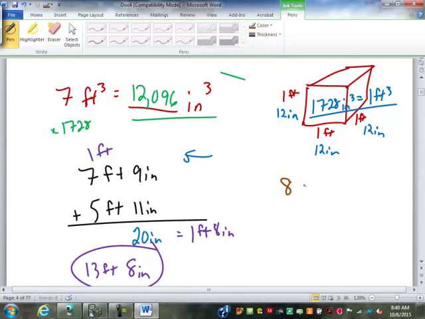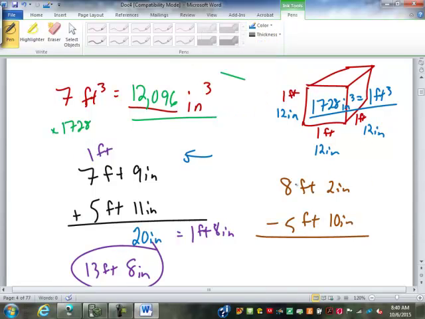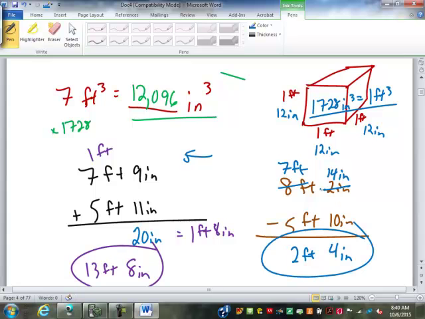Or we could have 8 feet 2 inches minus 5 feet 10 inches. So we go to subtract. Again, 2 minus 10 can't be done, so we borrow. This is 7 feet. This becomes 14 because we borrowed 12 inches. So 14 minus 10 is 4 inches. 7 minus 5 is 2 feet.